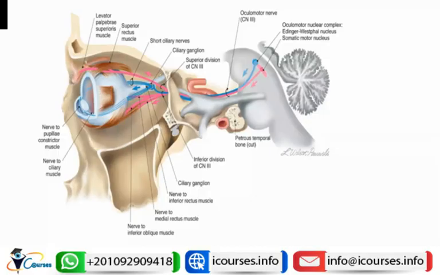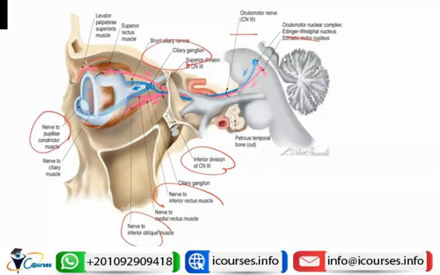Okay, so here is the efferent pathway starting from the midbrain in the Edinger-Westphal nucleus. Fibers from the Edinger-Westphal nucleus will pass through the oculomotor nerve until they reach the inferior division of the oculomotor nerve. Then the nerve to the inferior oblique. Then it will relay on the ciliary ganglion. From the ciliary ganglion, the postganglionic fibers will pass to supply the constrictor pupillary muscle.